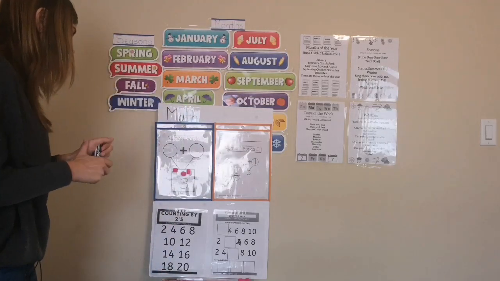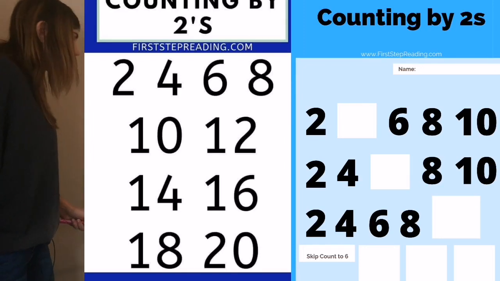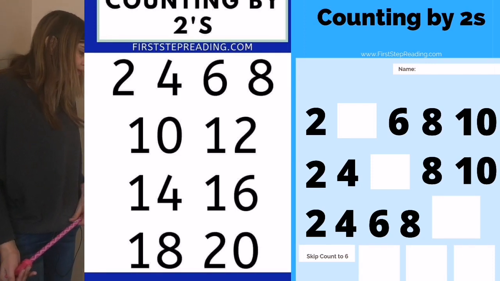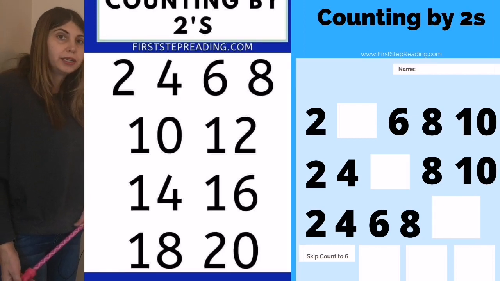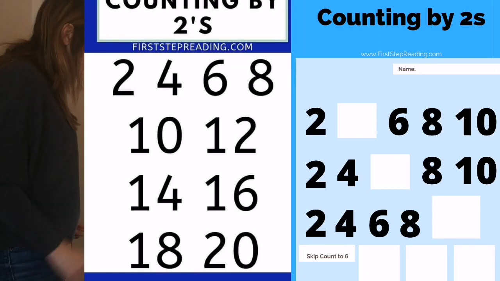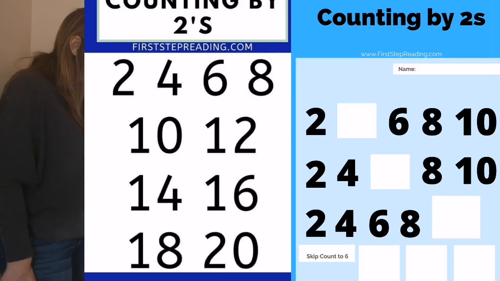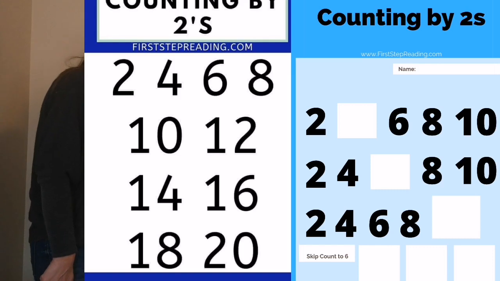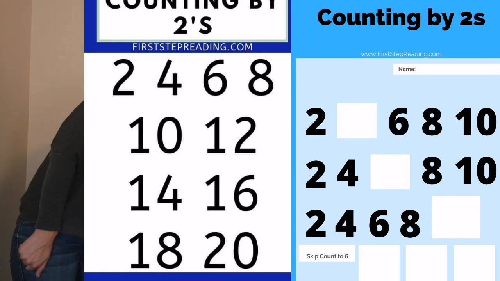Also, let's count by twos. We don't want to forget our twos, so let's do that now. Two, four, six, eight, 10, 12, 14, 16, 18, 20. Let's do it one more time. 2, 4, 6, 8, 10, 12, 14, 16, 18, 20. Great job. And you could do your counting by twos worksheet as well. So we're doing number bonds 2 and 3 and our counting by twos worksheet for math.